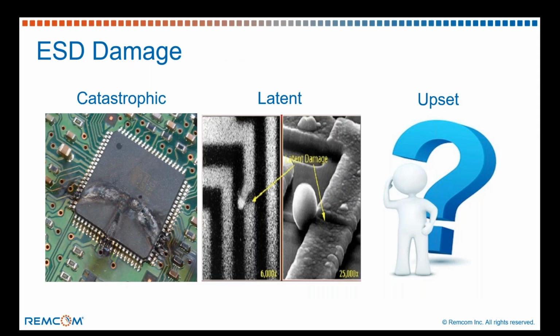So ESD damage can be categorized in one of three ways commonly. First, you have catastrophic, in which the device actually no longer functions according to design. And you may look at this picture and think intuitively that that is the worst type of ESD damage that could occur. During testing, catastrophic is actually the most desirable type of failure to occur.